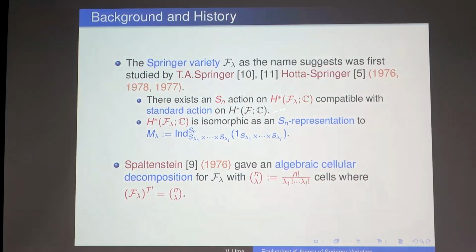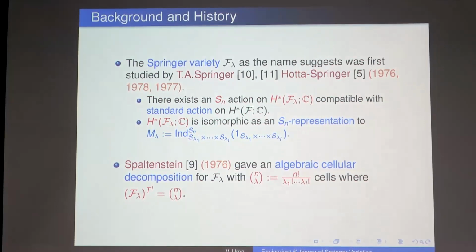And so he also determined that this cohomology ring can be realized as isomorphic, as an Sn representation, to this induced module. So if we take the product of the symmetric groups corresponding to lambda 1 up to lambda L, and we take the induced representation of the trivial representation, this is denoted by M lambda, and this will be isomorphic to H star of F lambda C as an Sn representation. So this is what was shown, and it's also compatible.